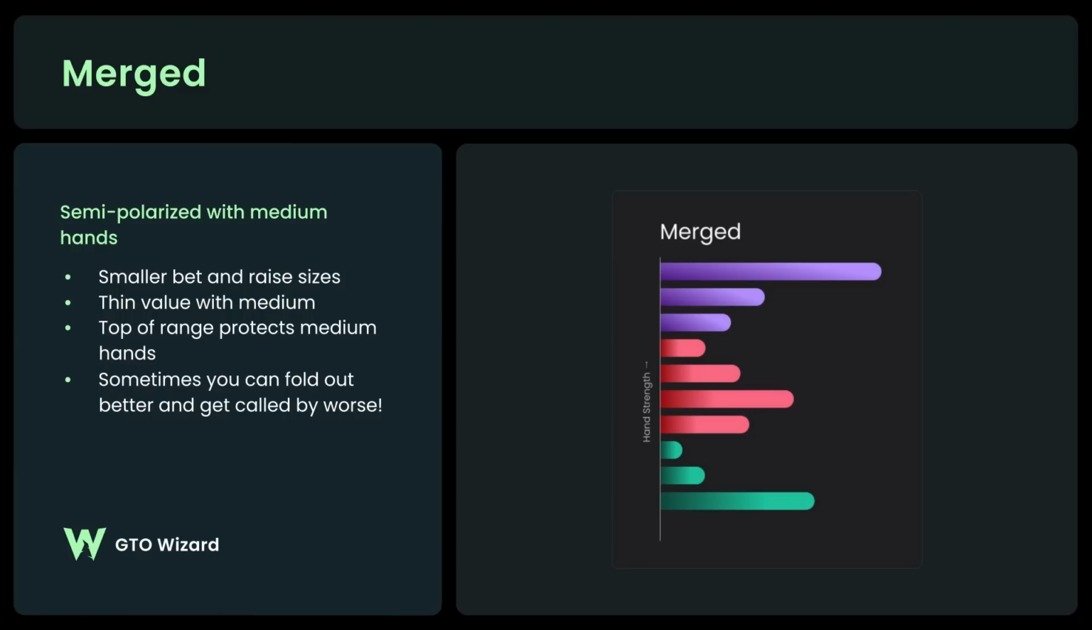Normally, the opposite happens. When you bet a medium strength hand, you typically get called by better hands and fold out hands you already beat. But sometimes the opposite scenario exists, and that is why a merged strategy works sometimes.